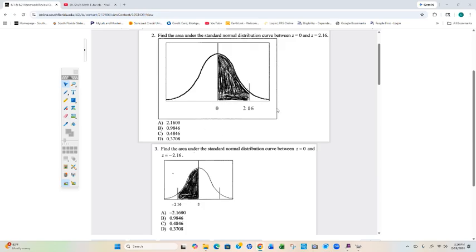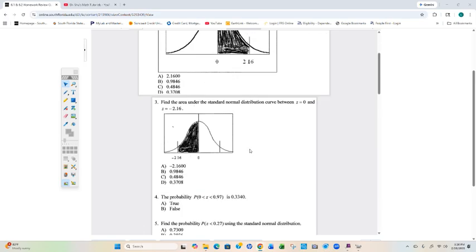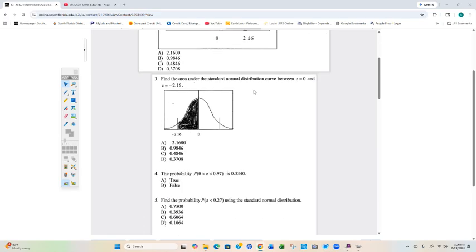All right, now remember when you're doing the area between two z-scores, you want to look them up and subtract. Look up the bigger one first. When you look up 2.16 on the z table, you get 0.9846. When you look up 0, you get 0.5000. And when you subtract those, the correct answer is C, 0.4846.